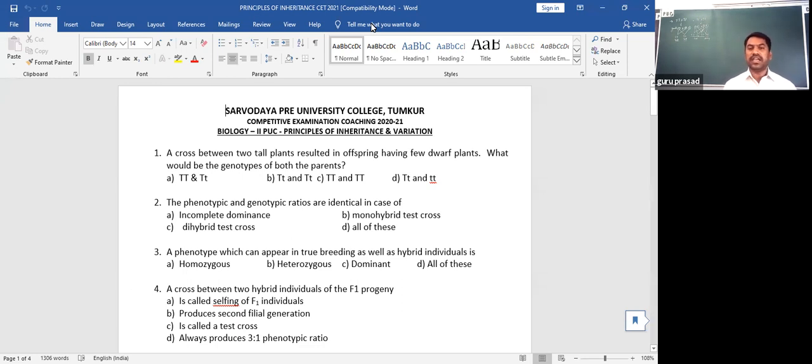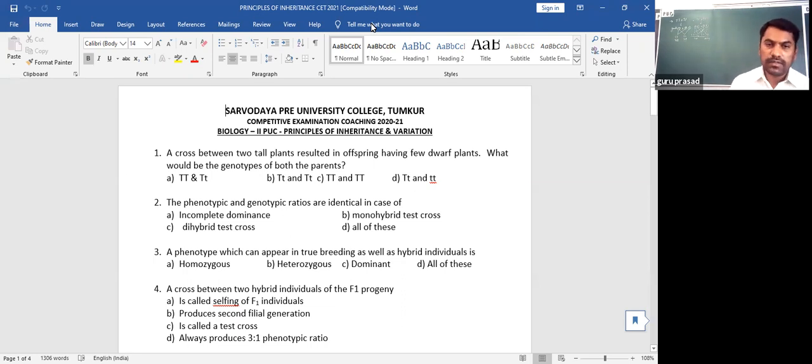Similarly, if I simply give a dihybrid cross, not the test cross, only a dihybrid cross, at that time 9 is to 3 is to 3 is to 1 is the phenotypic ratio, and 1 is to 2 is to 2 is to 4 is to 1 is to 2 is to 1 is to 2 is to 1 is the genotypic ratio. So both are not the same. They are the same when there is a test cross. So the answer is all of these. Hope you are clear with question number 2. Let us move on.